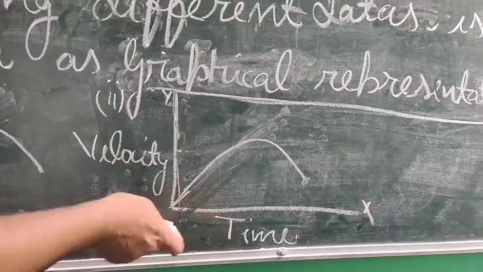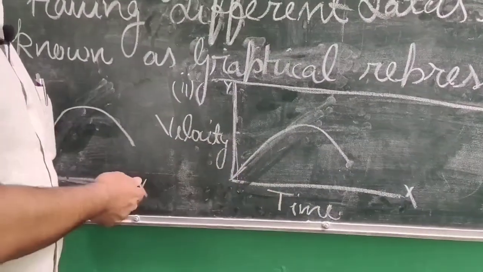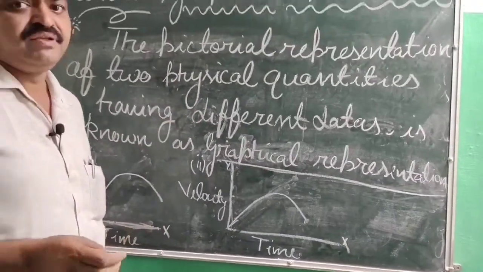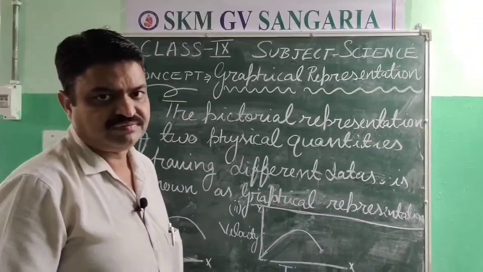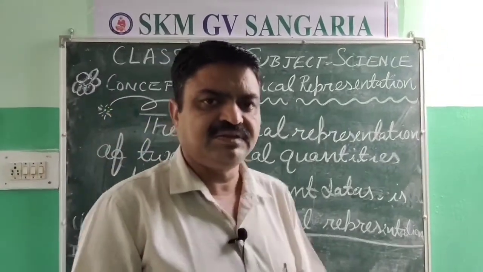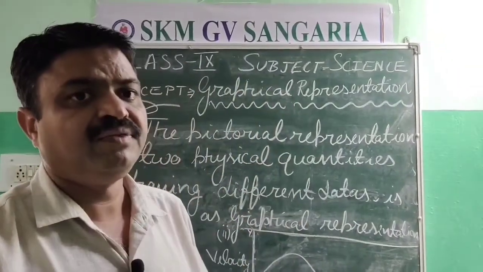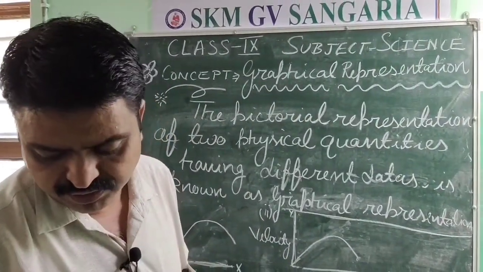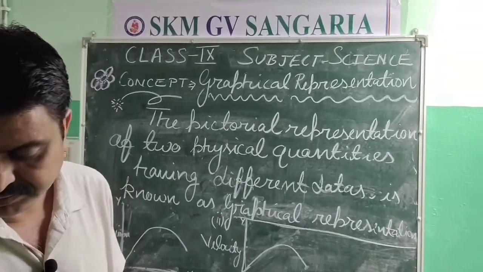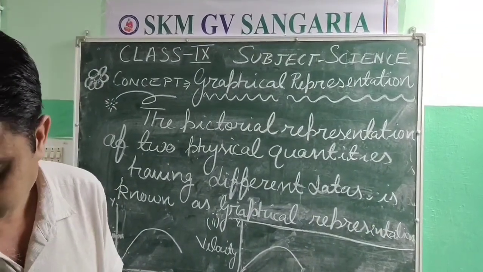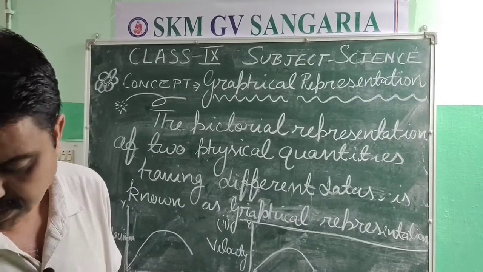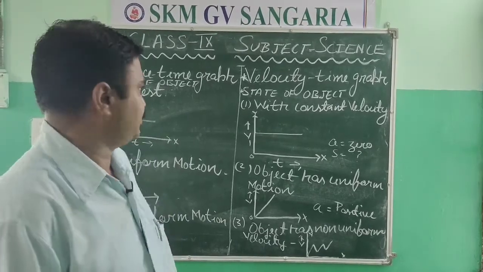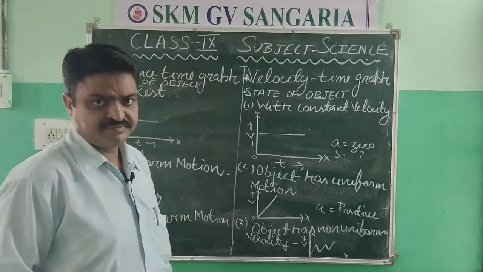So with the help of the graph, we can compare two different data. So it is about the graphical representation of physical quantities, student. Now one by one we will discuss the different graphs. Like there is one graph that is given in your book. So students, first we will discuss some examples of the distance-time graph.